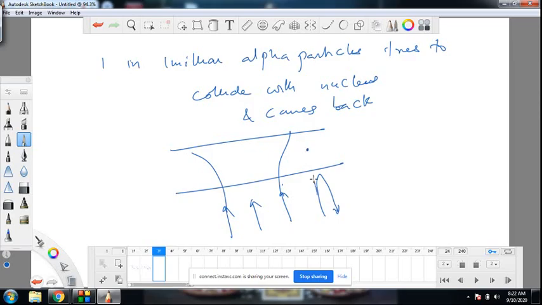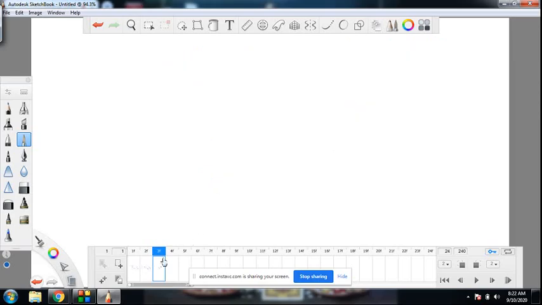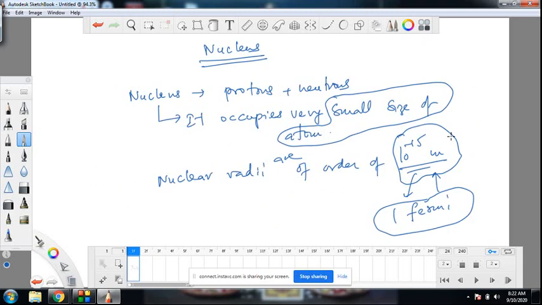So it was trying to go exactly and hit the nucleus, and the nuclear protons and neutrons repelled this alpha particle so strongly that in this collision it turned back. So this is what is happening. That's why the nuclear size is very, very small. It has been estimated that the nuclear size is of the order of 10 power minus 15 meters. This nucleus contains protons and neutrons. Now let us talk about the forces inside the nucleus.